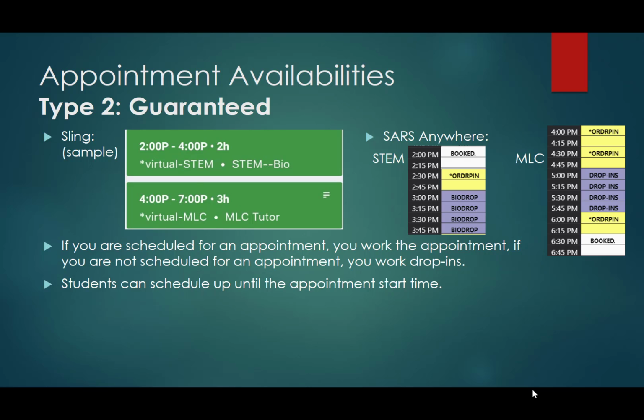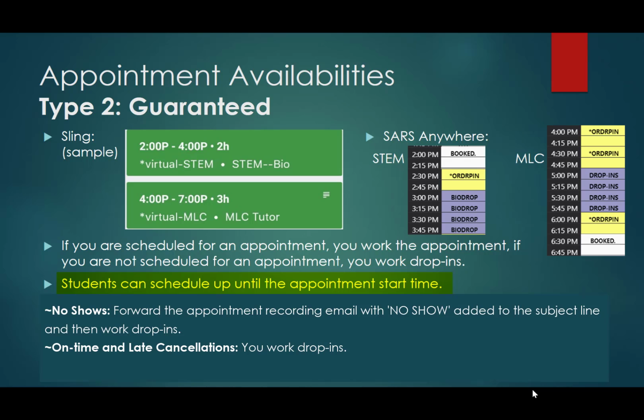Since you are working no matter what, with this appointment type, students can schedule an appointment up until the appointment start time. If you wait 10 minutes and the student does not show, they are a no-show. You will forward the appointment recording email with no-show added to the subject line, and then work drop-ins. For on-time and late cancellations, you will work drop-ins.